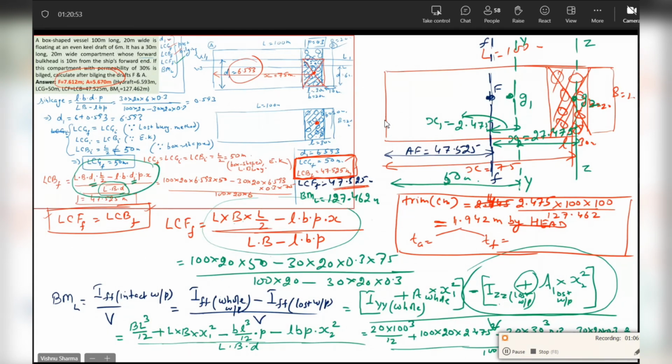Once you have them all with you, you can straight away apply the formula, get the trim, split the trim into TA, TF. Do not forget to name the trim by head or stern. Based on the final trim, you apply TA, TF to the final height draft, which is D1, and you'll get the draft forward and aft, and the question will be complete.